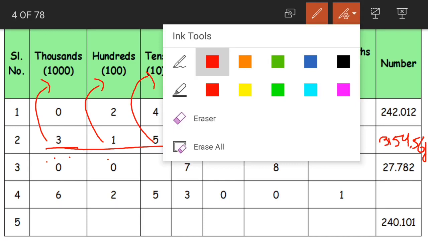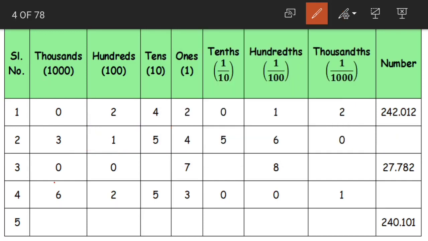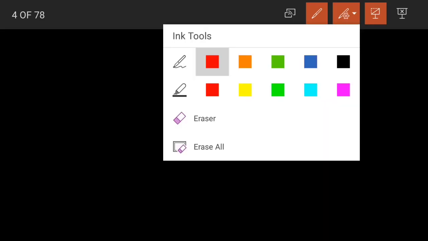3154.560. Now coming to the third one, 0, 0 in hundreds and thousands place. In tens place, we have to find out the numbers in tens, 1/10 and 1000. If you look at the number here, 27.782.